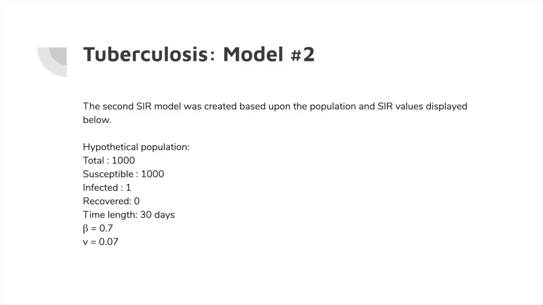So for model number 2, like I said, the population for model number 2 and all the diseases is the same. There's 1,000 people susceptible, 1 infected, 0 recovered, and the time length is 30 days. Beta again is 0.7, and V is 0.07. Beta and V stay the same for all three models of a disease, but it's the population that changes, so you can see how it would change in different populations.